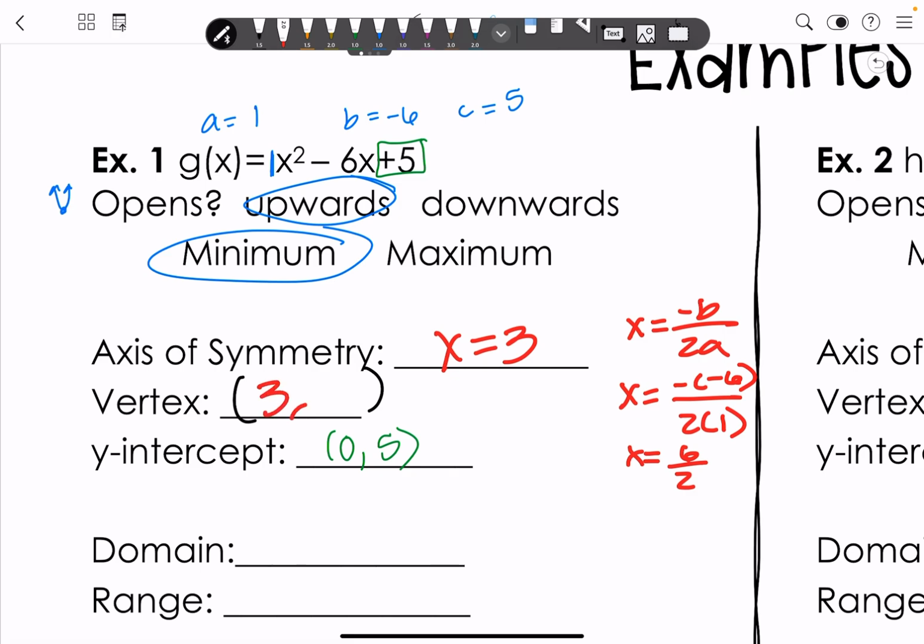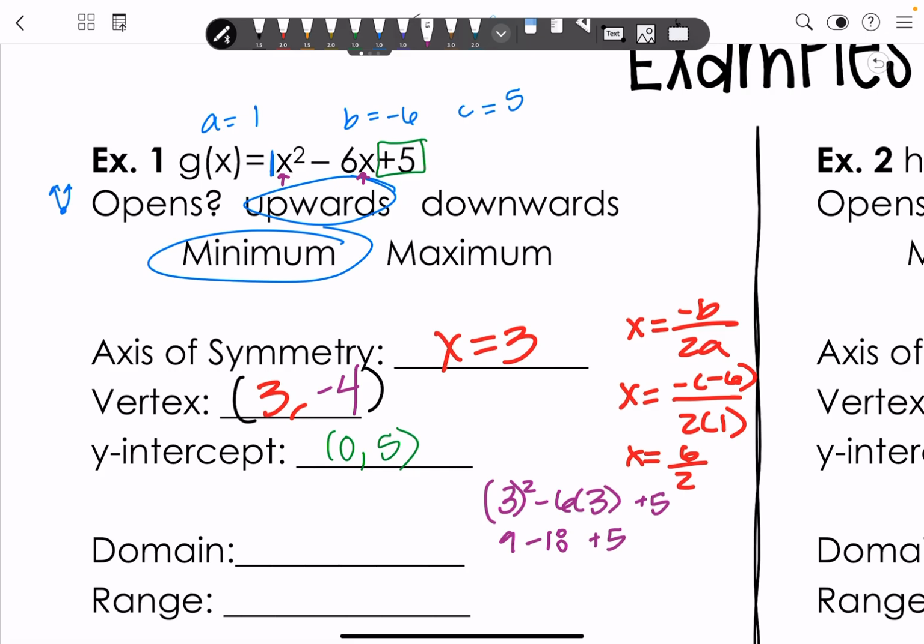And now what you're going to do is take this 3 and drop it in wherever there is an x. So you're going to get 3 squared minus 6 times 3 plus 5. Or in other words, 9 minus 18 plus 5. And that ends up giving you a negative 4.